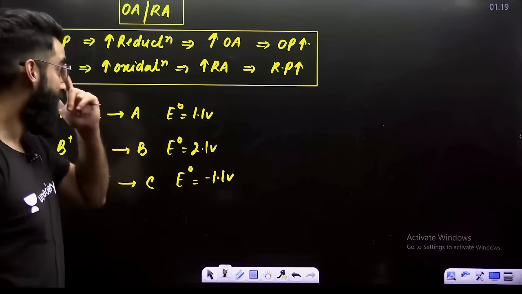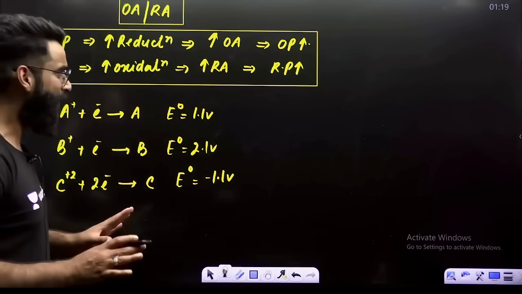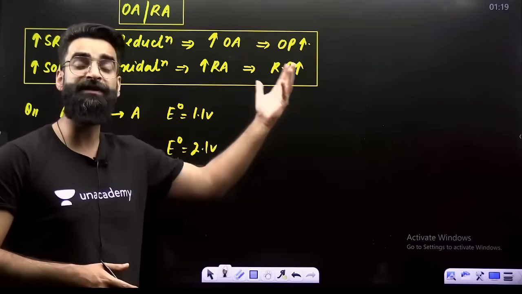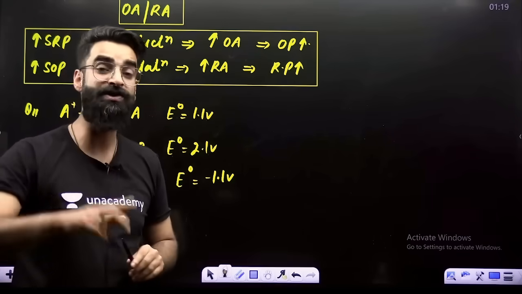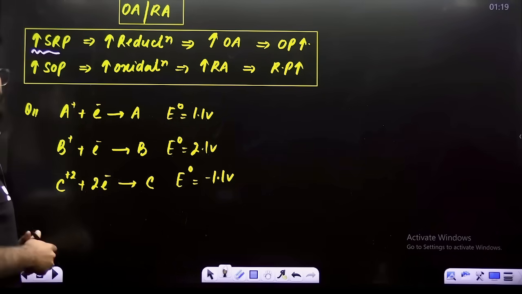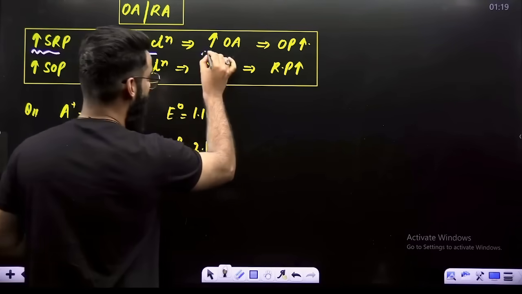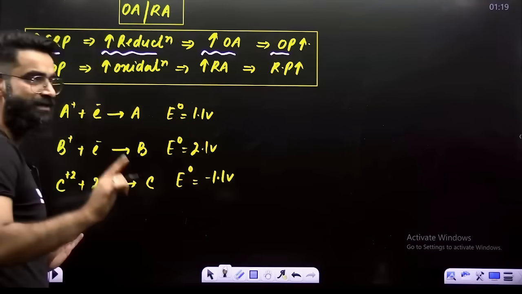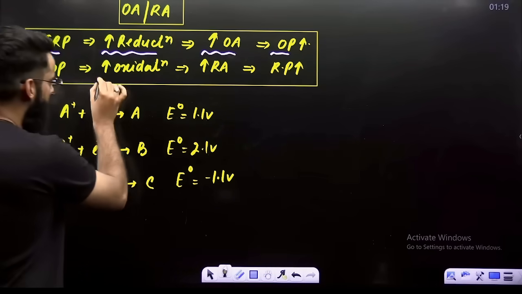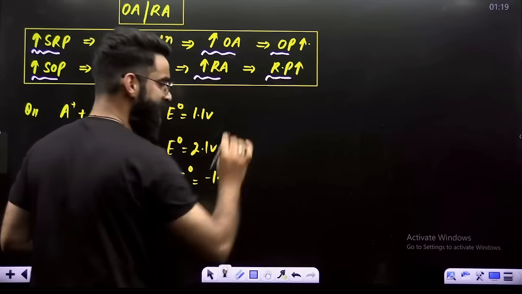Now, my dear students, one more thing from the chapter electrochemistry. First of all, you will be asked which of the following has got more oxidizing power, which of the following has got more reducing power. For that, you just have to remember two statements. My dear students, more the SRP of an element, more will be its tendency to undergo reduction. Better will be the oxidizing agent, more will be the oxidizing power. Statement number 1. Statement number 2. More the SOP of the element, more is the tendency of an element to undergo oxidation. Better will be the reducing agent, more will be the reducing power.